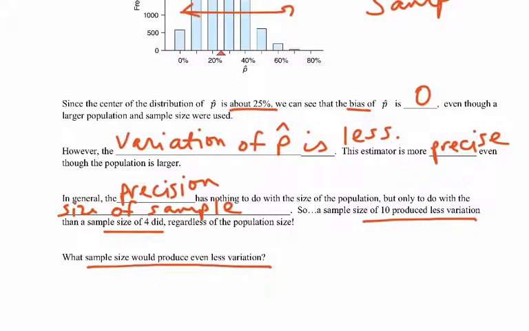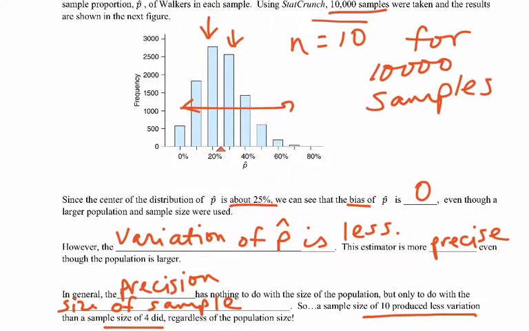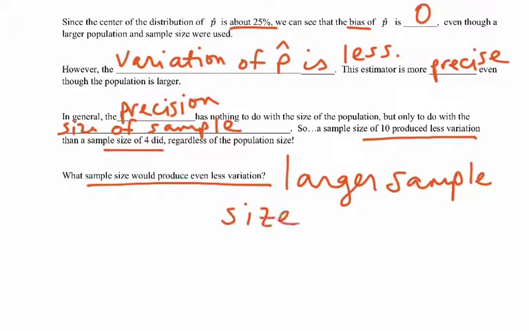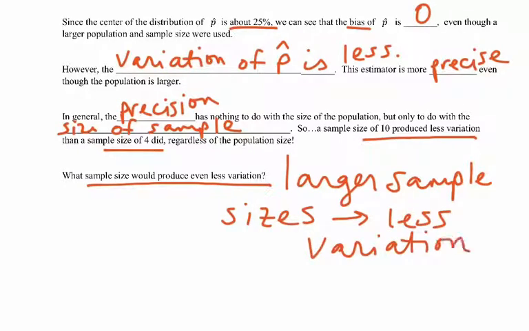What sample size would produce even less variation? I pulled sample sizes of n equals 10. What would be better? Larger samples. Larger sample sizes are going to produce less variation. So anytime we can use larger sample sizes, the better off we're going to be in terms of variation. So larger sample sizes mean less variation. And we're going to look at this simulation one more time with a sample size of 100 in the next video.